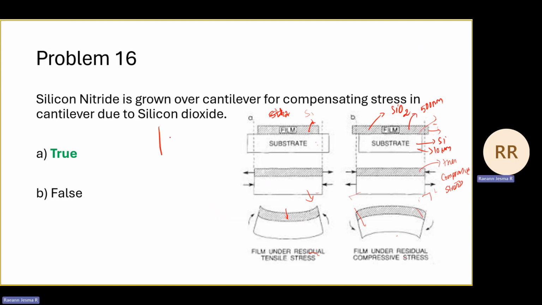If you have a cantilever structure with silicon nitride on top, it will bend like this. If you have a cantilever structure with silicon dioxide on top, it will bend like this. The degree to which it bends depends on the thickness ratio between the SiO2 and the substrate, and also on the residual stress in each of them. This is for silicon nitride. This is for silicon dioxide.